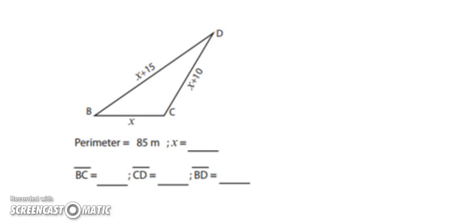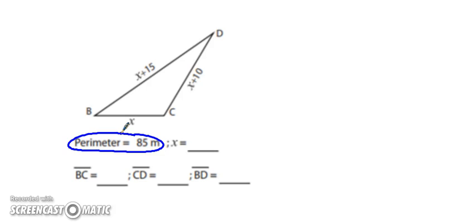To solve this problem, you have to ask yourself, what information do I know? The first thing that we could quickly see is that it is a triangle. A triangle has 3 sides. The next thing that you should be able to identify rather quickly is that it says your perimeter is 85 meters. So from that information, we need to take that.